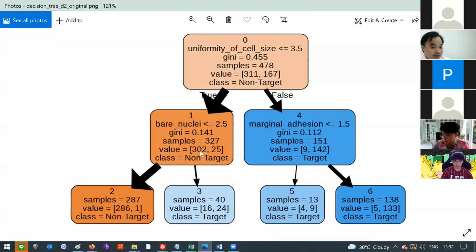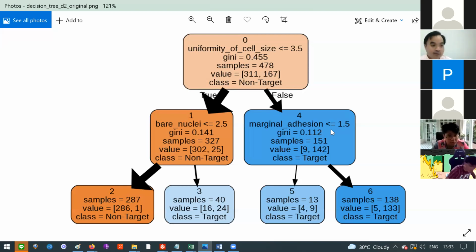Now it has 300 non-target and only 25 target. So it's more dominated by one class, so the Gini is better. It's now 0.14. Look to the blue side, it's the same thing, except it's the opposite now. You have more cancer. Again, it's more dominated. It's 142 to 9. Now, if it were 151 to 0, the Gini would be perfect. It would be 0. But it's not perfect yet. 142 to 9 corresponds to a Gini of 0.112. I'll show you how that's calculated.